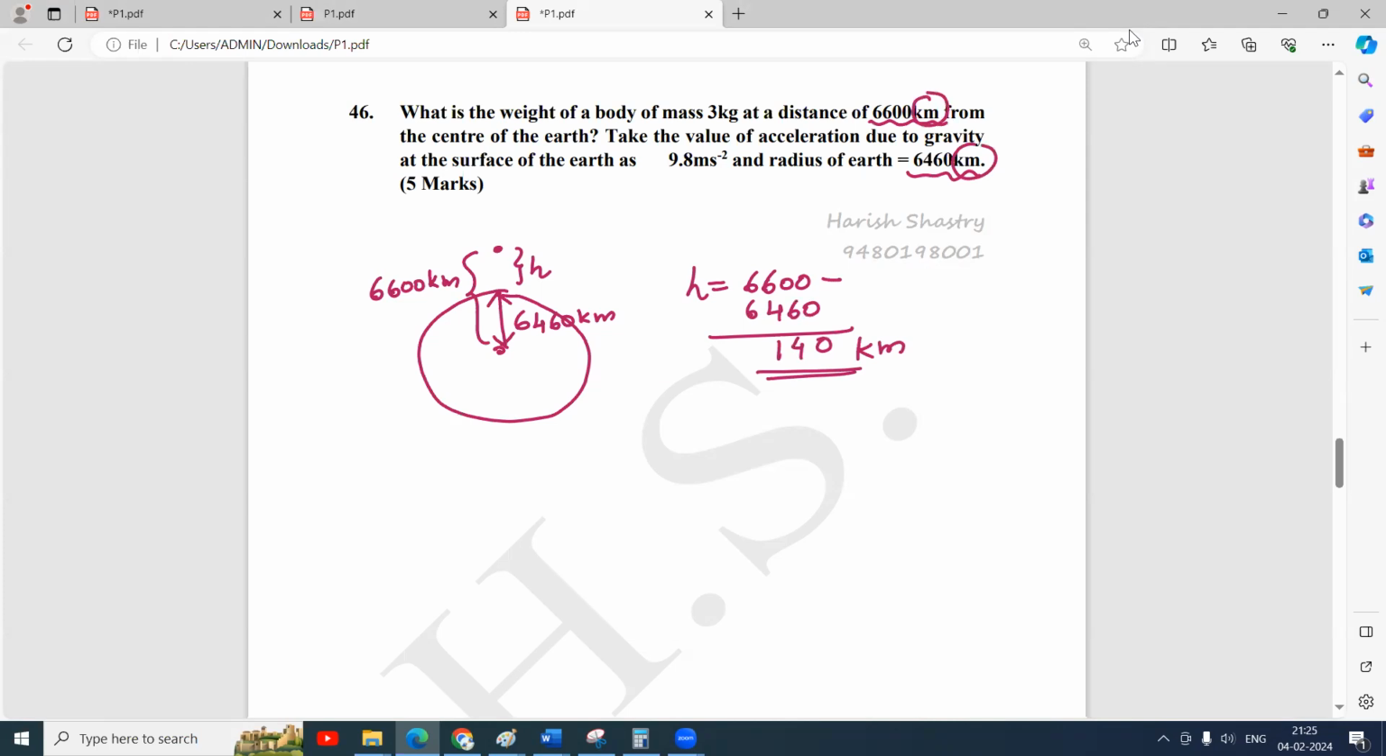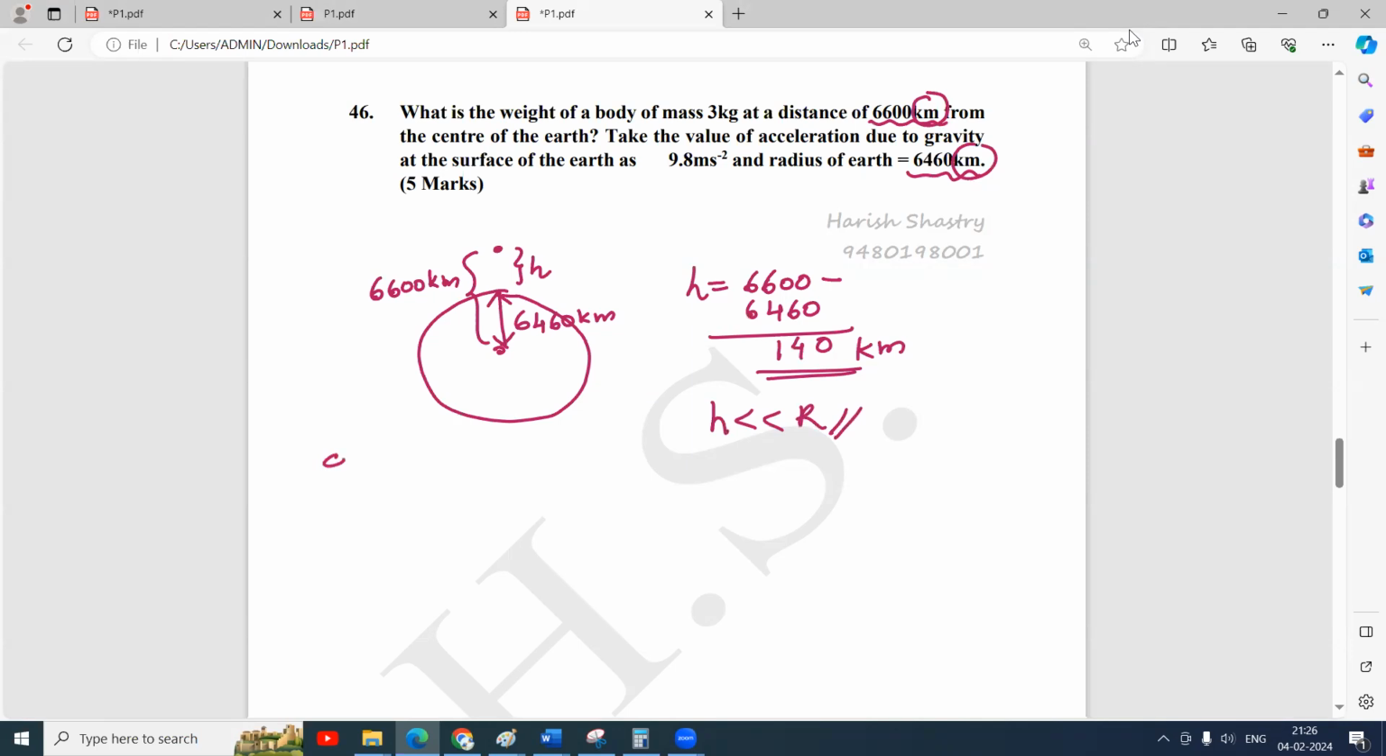Because everything is in kilometers, that has to be taken care of. But here, if you substitute the values in kilometers, no problem, because the formula itself will have two heights in the numerator and denominator. So this is 140 kilometers. So you have to substitute the height as 140 kilometers. And 140 kilometers height is much less than the radius of the Earth.